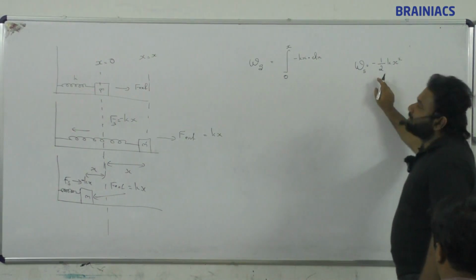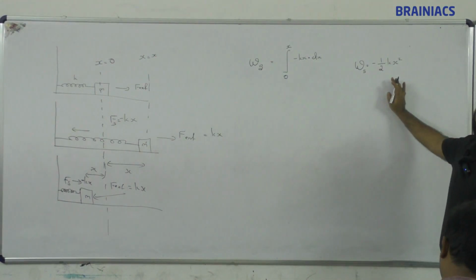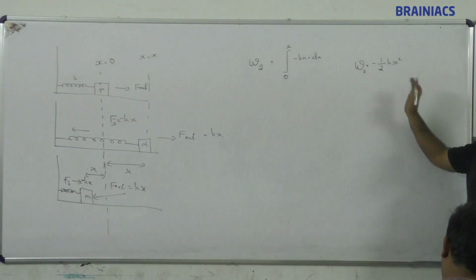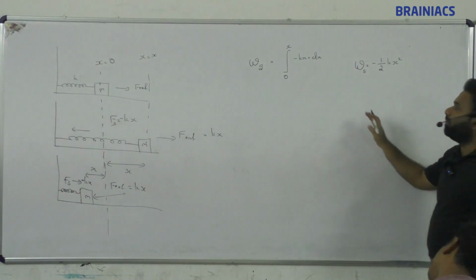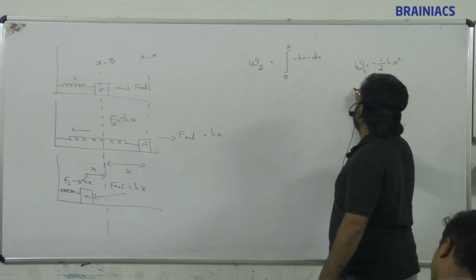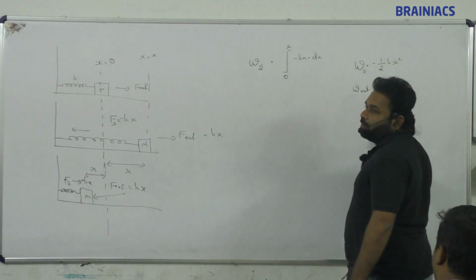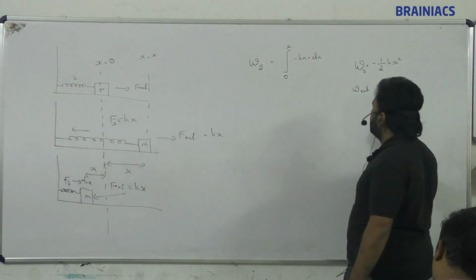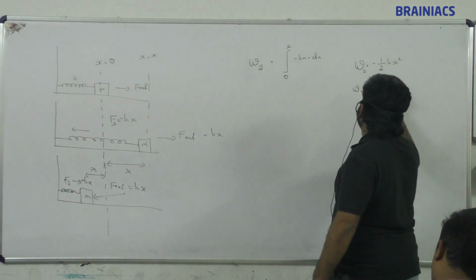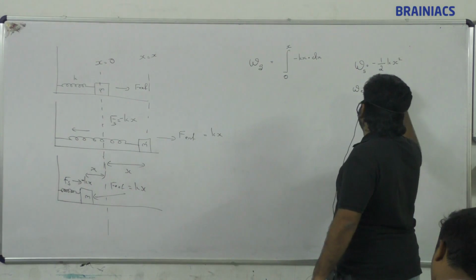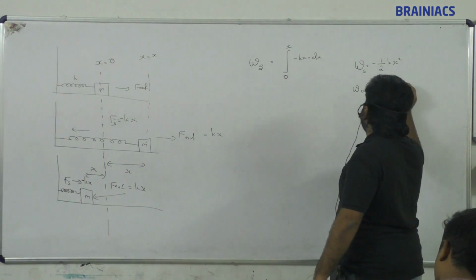Generally the questions will come and when we apply half kx square, we get the answer. But we have to be very careful whether they are asking work done by external force or work done by spring force. If it is work done by external force, what will be the answer? Half kx square.